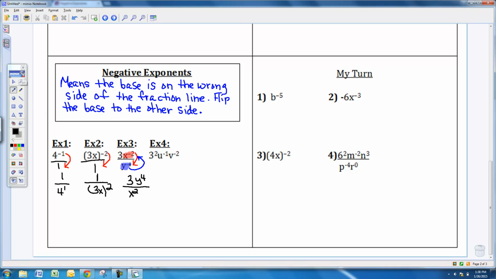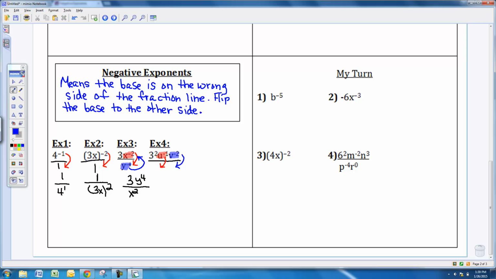Okay, one more example. Again, let's make sure we pay attention to what our exponents apply to. This 2 is a positive exponent. It applies to the 3, so that is staying in its place. The negative 1 applies to the u, so we know that the u to the negative 1 is going to have to flip to the bottom of the fraction. The v to the negative 2 will also have to flip to the bottom of the fraction.